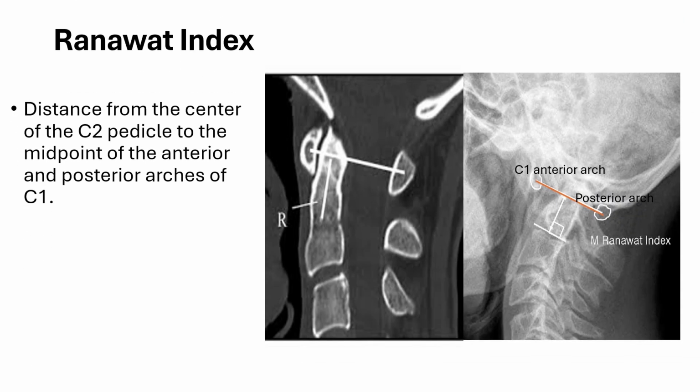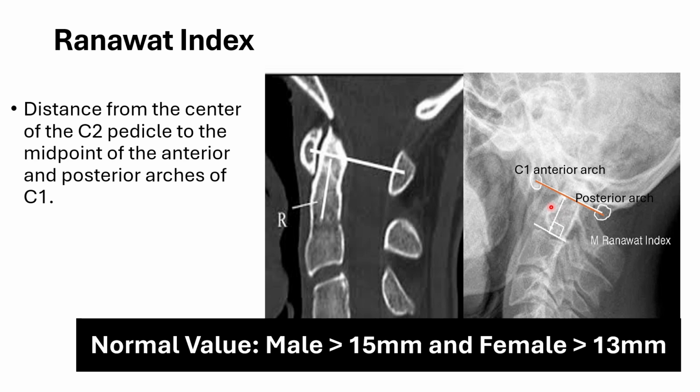So another index is the Ranawat index. Let's know about this. It is the distance from the center of the C2 pedicle to the midpoint of the anterior and posterior arches of C1. So a line is drawn between the anterior and posterior arches of C1, and a line drawn perpendicular to that line is the Ranawat index. The normal value for this is more than 15 mm in males and more than 13 mm in females.